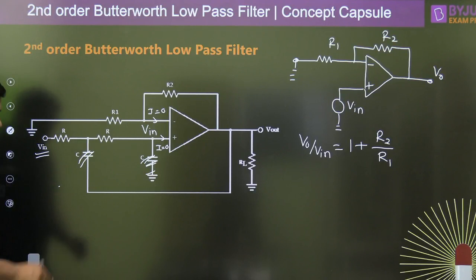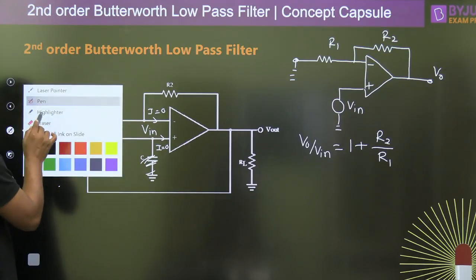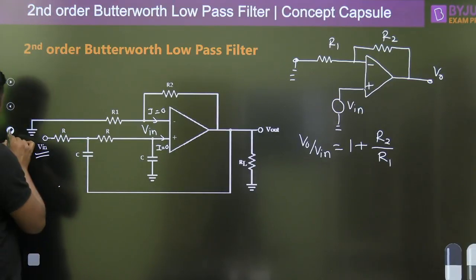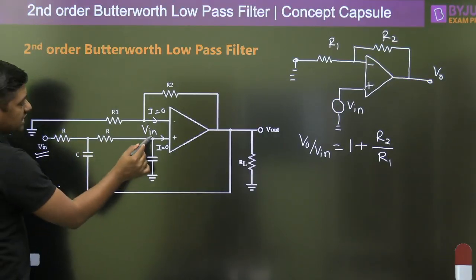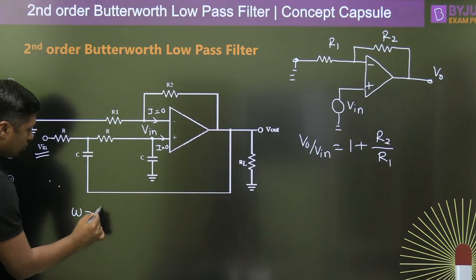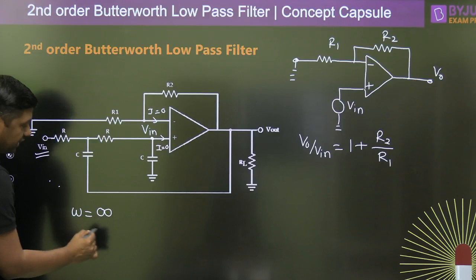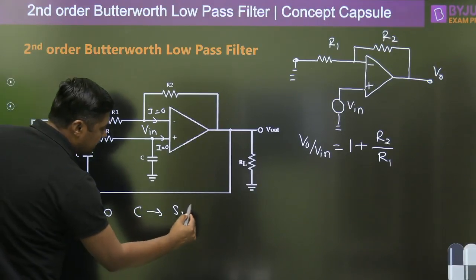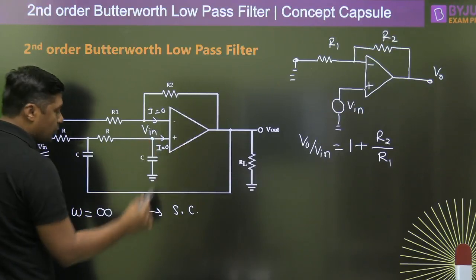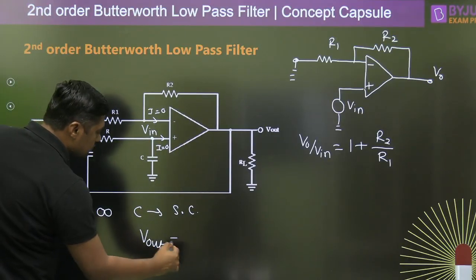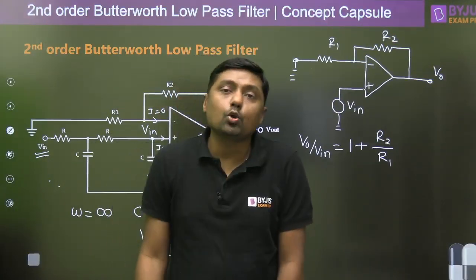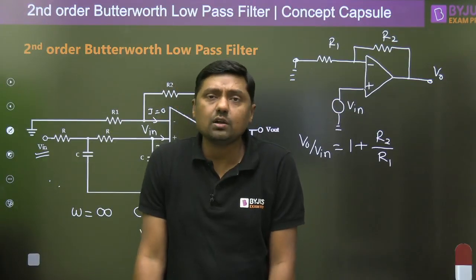Always remember, exactly at omega equal to infinity, what will happen? This capacitor and this capacitor will act as short circuit, and the voltage at this point will become 0, and that's why the output will be 0. The voltage at this point becomes 0 because it is short circuited. As frequency increases, gain decreases, and that is the low pass filter, second order filter.